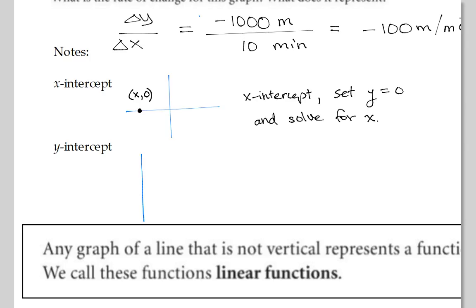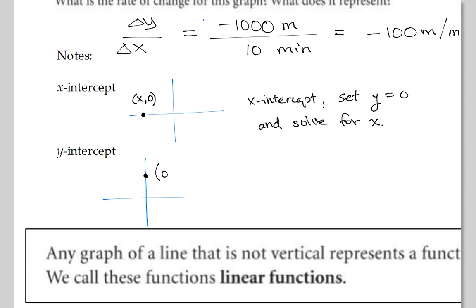And similarly, we will sketch a similar idea for the y-intercept. Now the y-intercept, of course, will be anywhere along the y-axis. So it will have an x value of 0 and some y value. That's what the y-intercept looks like. So if you were to solve for the y-intercept, you would have to set x equal to 0 and then solve for that particular y.